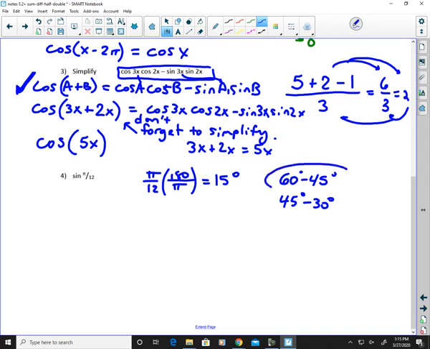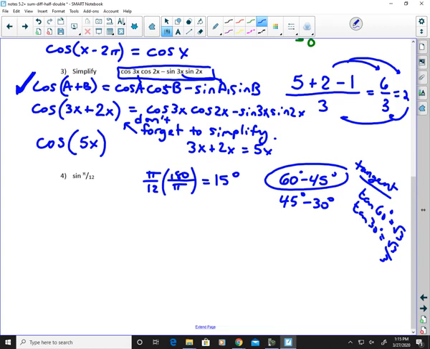However, in the tangent situation, it's definitely better to use the 60 and 45, because tangent of 60 degrees is a nice root 3, and tangent of 30 degrees is the much more complicated root 3 over 3. So if you have a choice between a 60 and a 30, especially in consideration of the tangent, you would want to go with the 60.